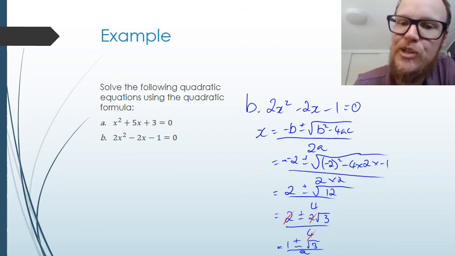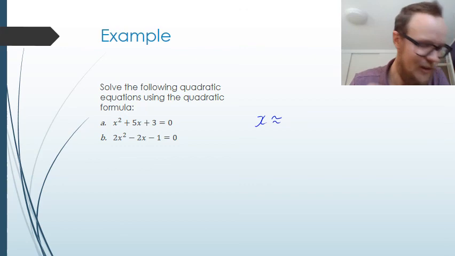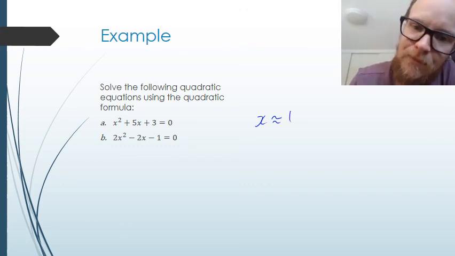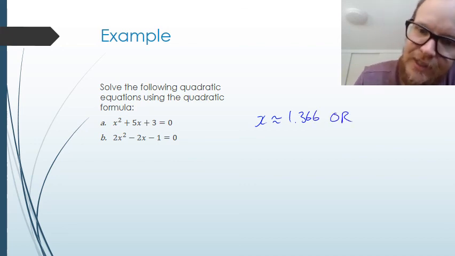So the approximation here, you would write x is approximately equal to, and then put it in your calculator, put it in plus first, and get the answer for plus, 1.366. Or the answer for minus is negative 0.366.